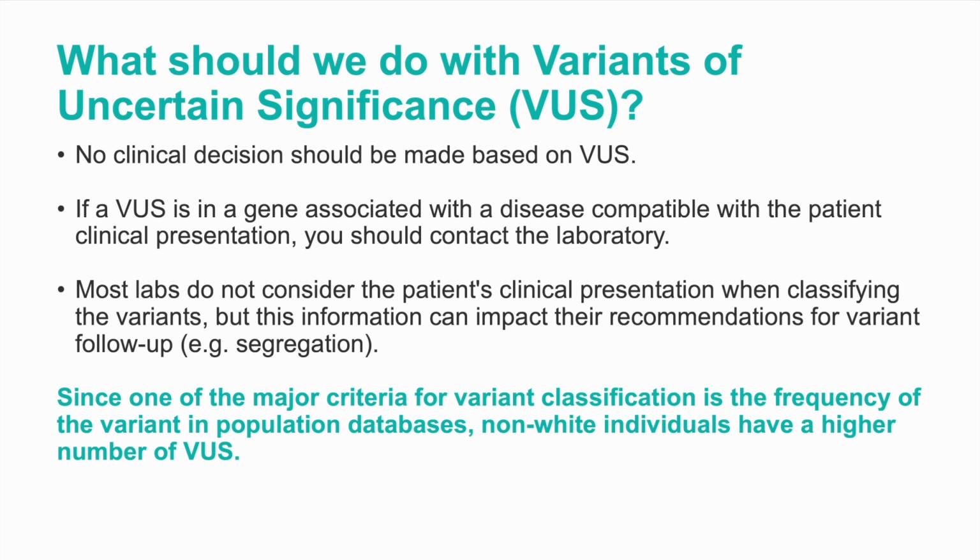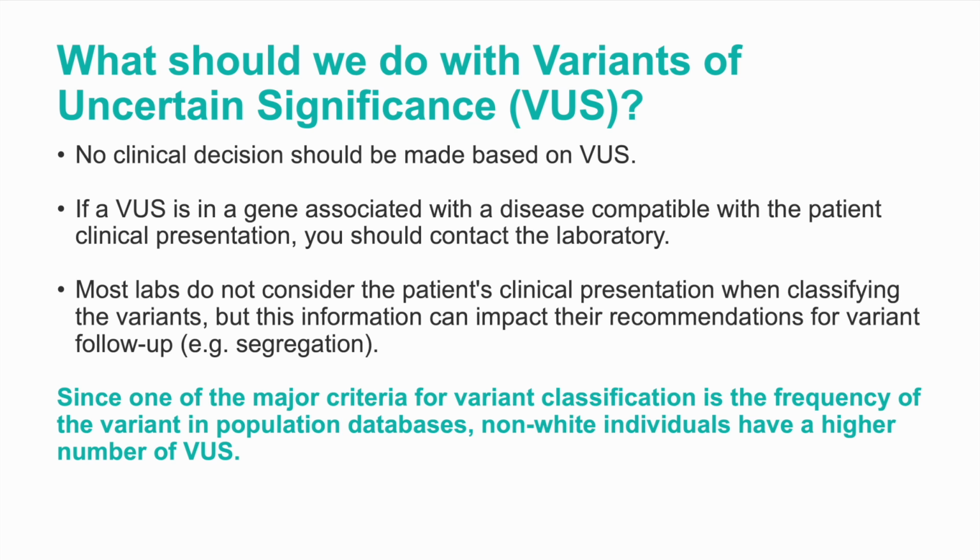You may have read that since one of the major criteria of variant classification is the frequency of the variant in population databases, and population databases are overwhelmingly biased towards European white individuals, non-white individuals have a higher number of VUSs. This is true. This is the case. This should not impact your decision on asking or not asking for VUSs. I think it's just something to have in mind so you'll not be surprised, oh my, how come this patient has so many VUSs?